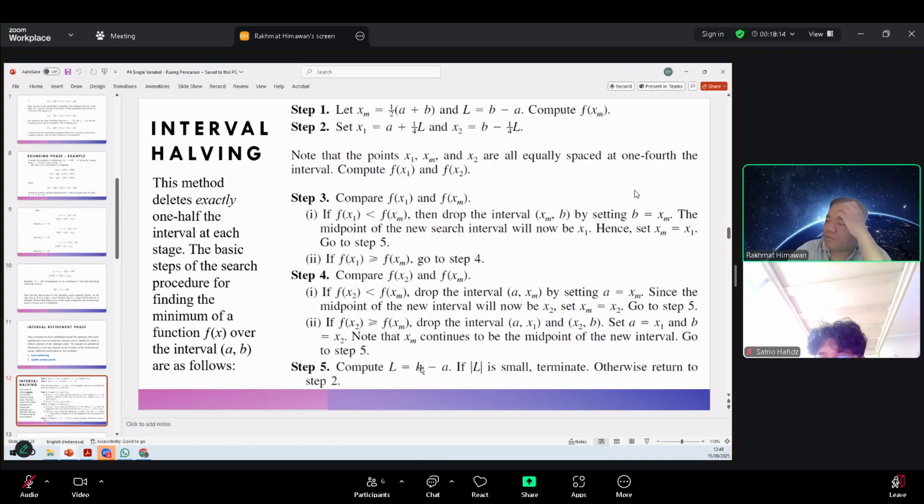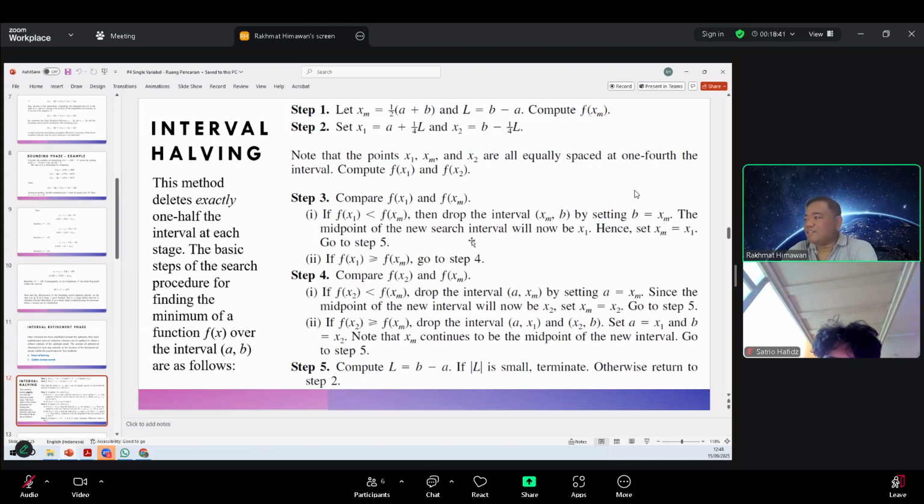Check L, B minus A. If you think it's small enough based on your goal, then finish. Otherwise return to step 2 and do it again the same way. Repeat again.